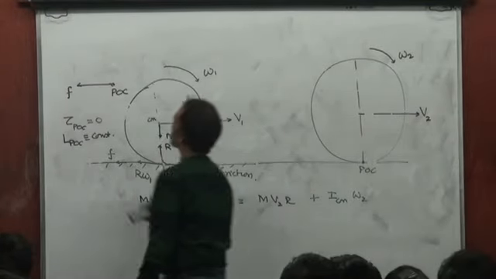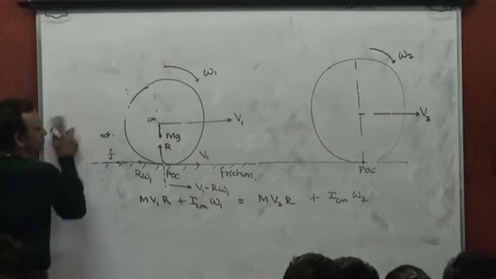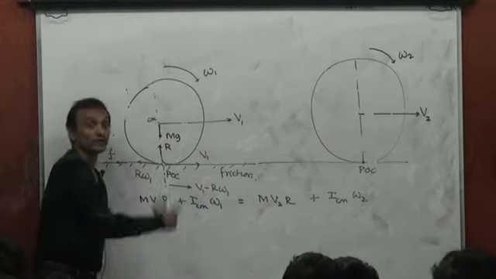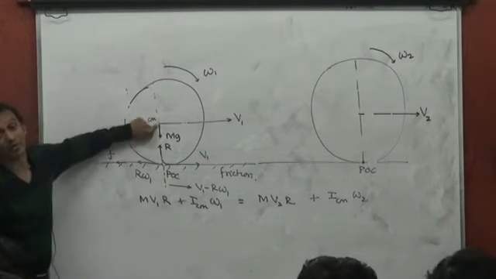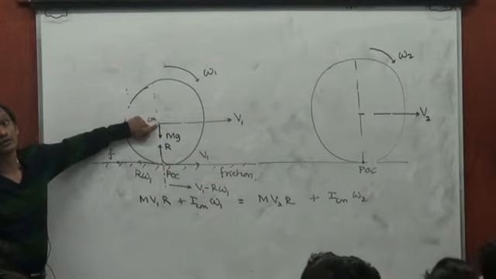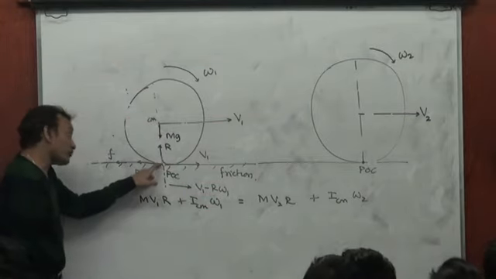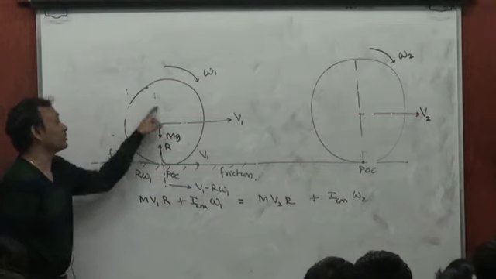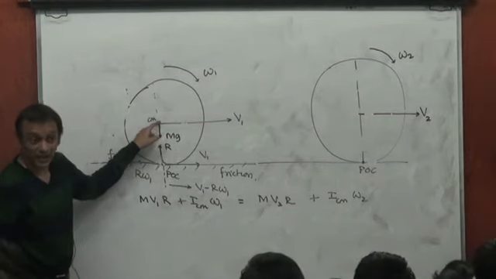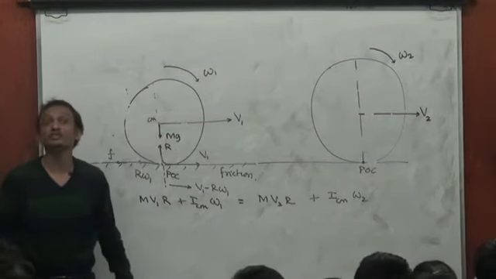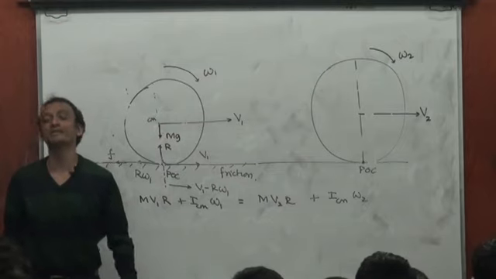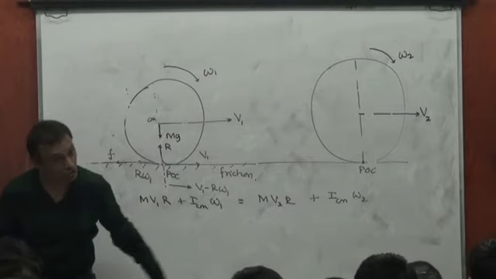So, about the point of contact. But can you conserve angular momentum about the center of mass? No. Why? Because there will be a non-zero torque. Friction will produce a non-zero torque about the center of mass. So the torque about the center of mass is not zero, so angular momentum about the center of mass is not conserved.